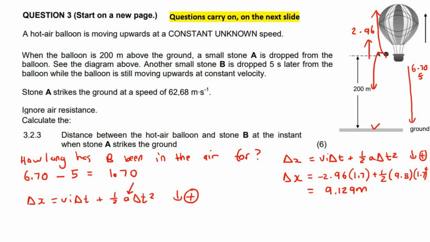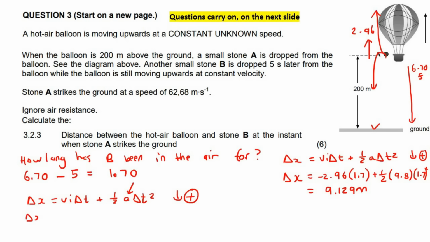But Kevin, this is vertical projectile motion. Yes, but the hot air balloon is not in free fall. Remember, that was the first question they asked us in this question: is the hot air balloon in free fall? And it's not, because it's moving at a constant speed. Okay, so it doesn't have an acceleration.